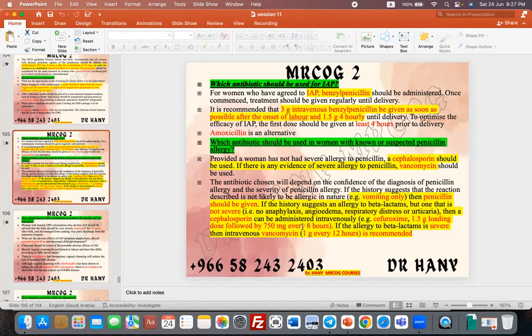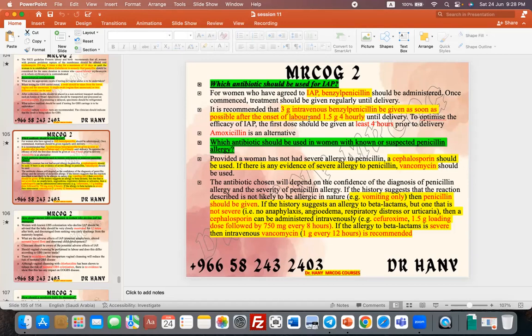The standard antibiotic prophylaxis and allergy also will come in the exam. We will aim for vaginal delivery, even if confirmed positive. Yeah, because you will give immediate induction and immediate antibiotic prophylaxis. Yes, sir. Okay, thank you. 3 gram intravenous penicillin, give as soon as possible from labor, and after that 1.5 gram every 4 hours.